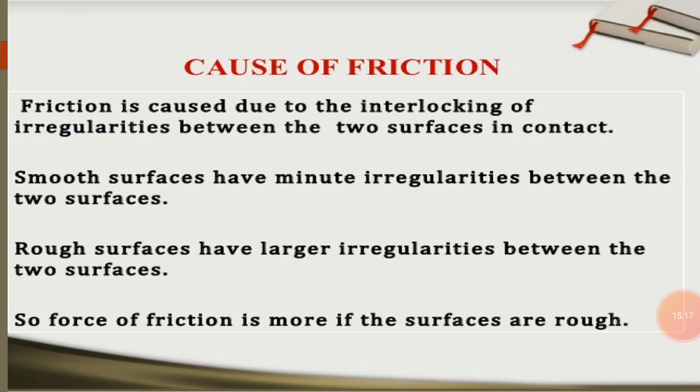The smooth surface has minute irregularities, while the rough surface has more irregularities. So the smooth surface has minute irregularities between the two surfaces, and the rough surface has larger irregularities between the two surfaces. So the force of friction is more if the surfaces are rough. Now we are going to know more about this.